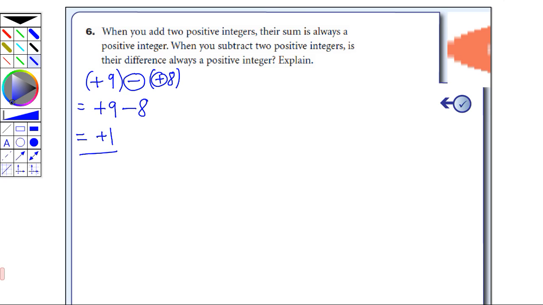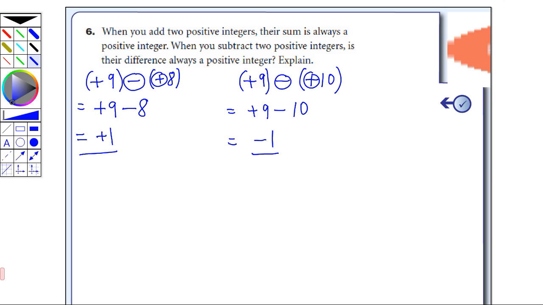Well, let's see if I can set up a situation where I would get a negative. So +9 minus, let's try a bigger number. Let's try +10. Well, I'm going to rewrite that as +9. And then I have a minus and a positive, which will be -10. If I go to the right 9 and then to the left 10, I'm going to end up at -1. So I can see here that the difference is not always positive.